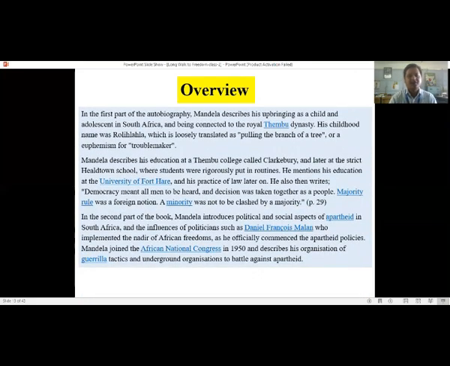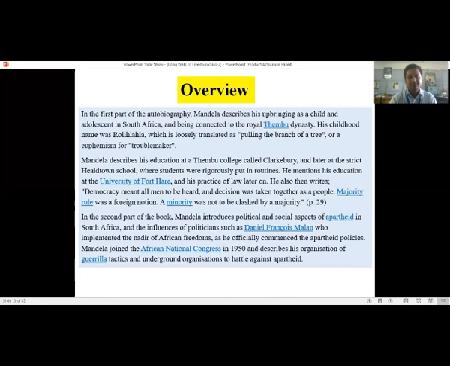In the first part of the autobiography, Mandela describes his upbringing as a child and adolescent in South Africa, and being connected to the royal Tambo dynasty. His childhood name was Kholesasa, which is loosely translated as pulling the branch of a tree, or a euphemism for troublemaker.